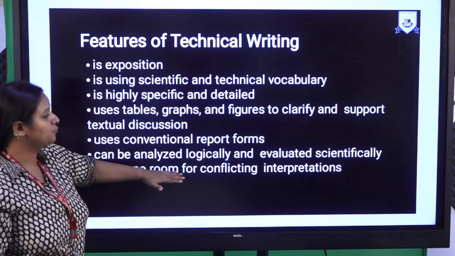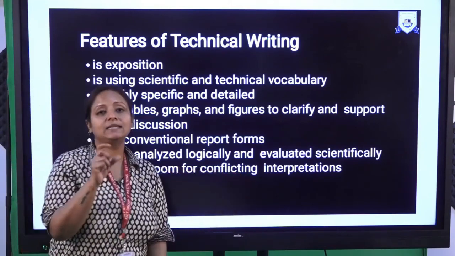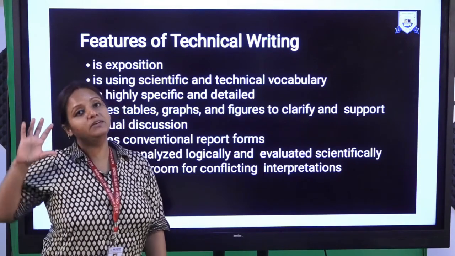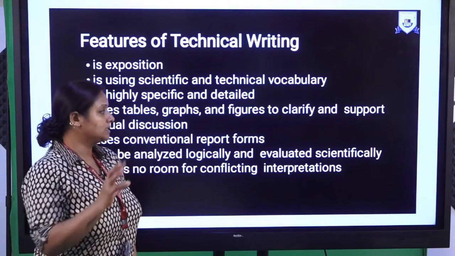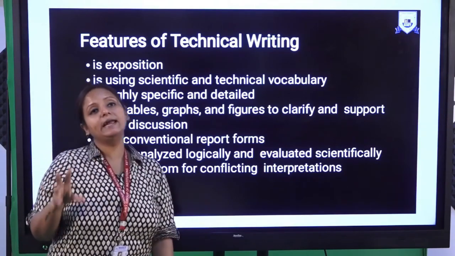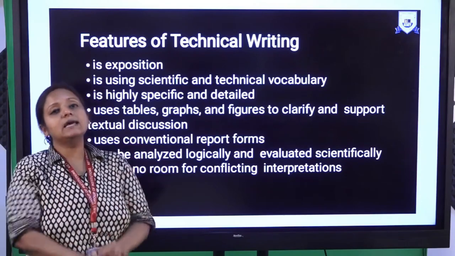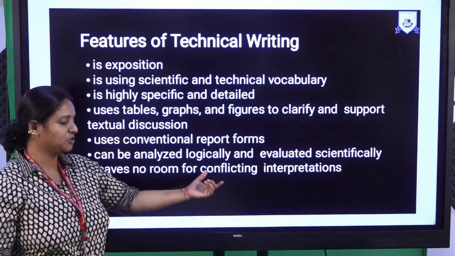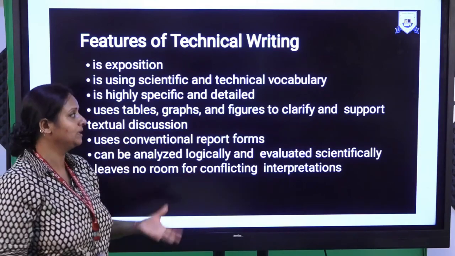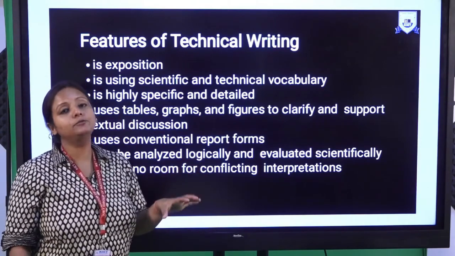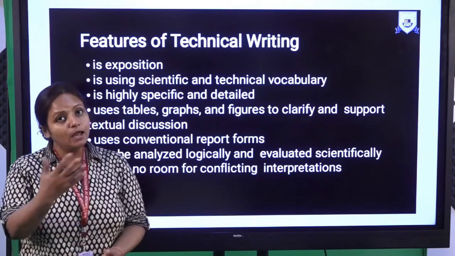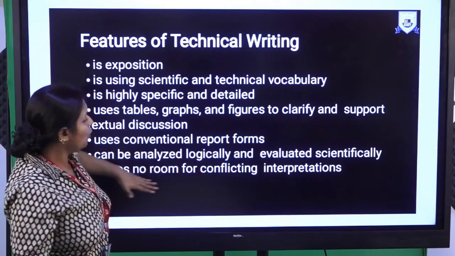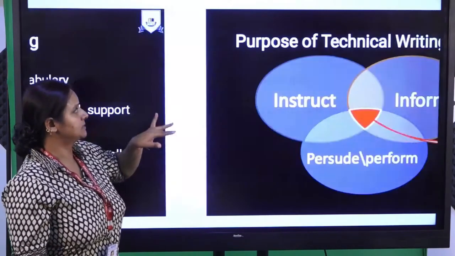It leaves no room for conflicting interpretations. Means in technical writing you cannot leave the reader guessing or interpreting something, because whatever is written is so detailed and explanatory that the inference has to be drawn from that only. So there is no room for interpretation in technical writing. You cannot frame your opinion. Technical things are technical and they have a particular modus operandi. You have to follow that. So technical writing leaves no room for conflicting interpretations.